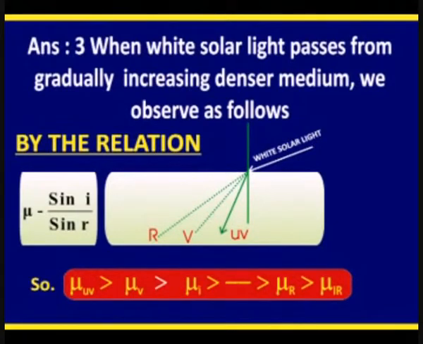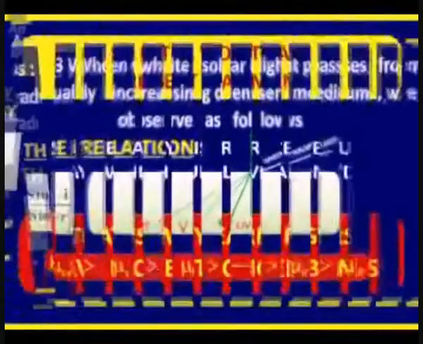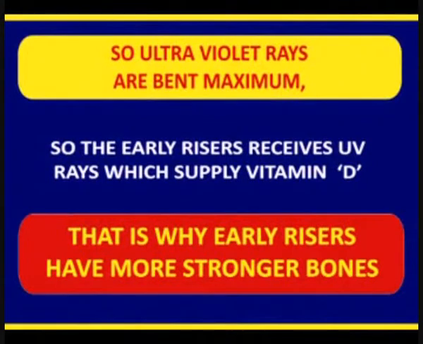This is explained by what? That is mu ultraviolet is greater than mu violet, is greater than mu indigo, and so on up to red, and then infrared. This explains what? Ultraviolet rays are bent the maximum. Therefore, the early risers receive ultraviolet rays which supply vitamin D. And this is the reason that early risers have stronger bones.